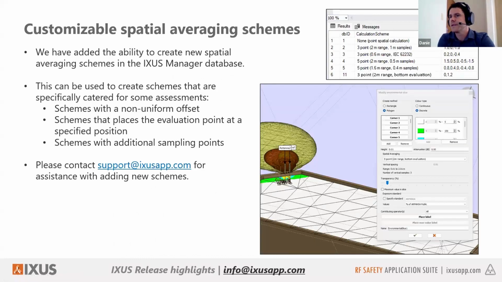So the first one is customizable spatial averaging schemes. What we've implemented now in the manager as well as the modeler, is essentially implementing the manager as a supporting component for the modeler implementation. We've added the ability to create customizable spatial averaging schemes that can then be used by the modeler for the exclusion zone calculations, as well as for environmental slices and field points.